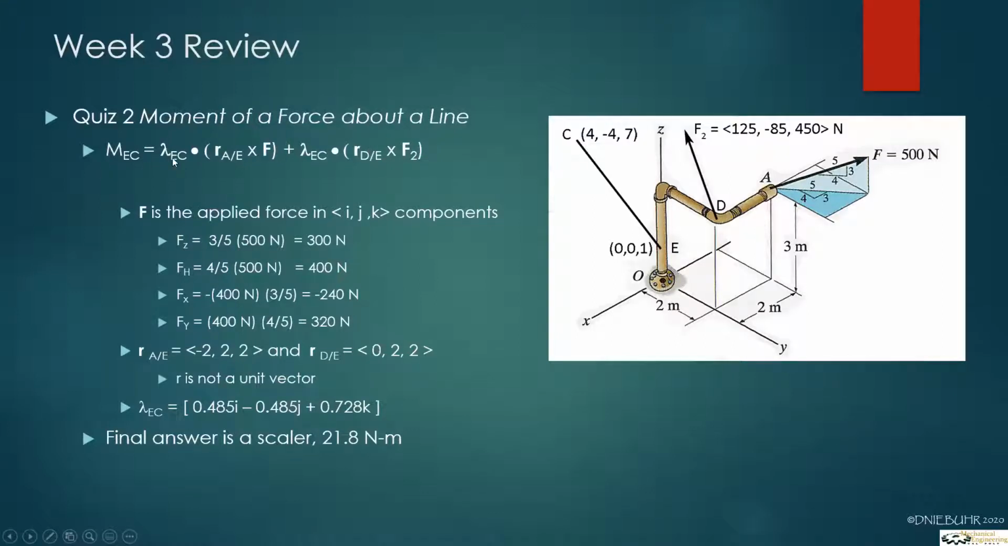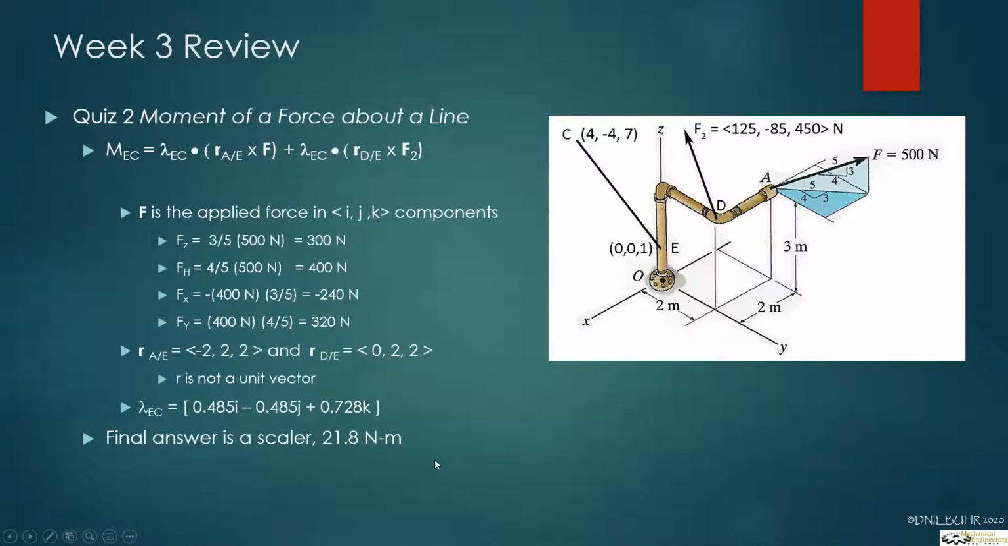Now, because of the nature of this, you could have just added the 2 moments and then done the dot product. That's fine too. I chose to separate them out. And your final answer is about 21.8. So if you got 20, 22, that was fine. Some of you, I think, got 19.5. That was okay also, provided you did the correct process.